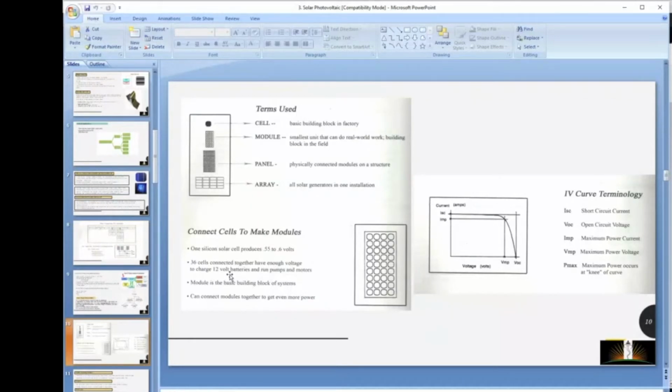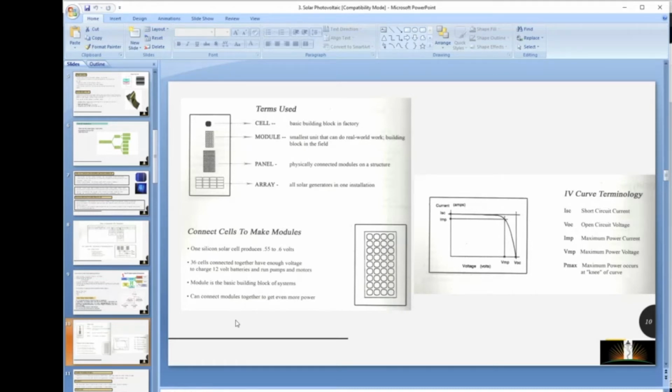Fine. So if we see, one silicon solar cell produces near about 0.55 to 0.6 volts. So 36 cells in this manner, if we connect them in series, will give a 12 volt panel, which is enough to charge a battery.